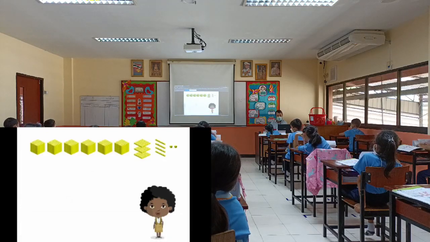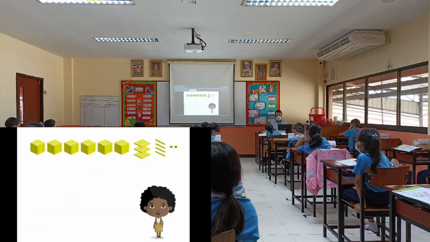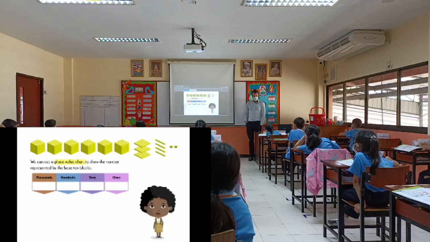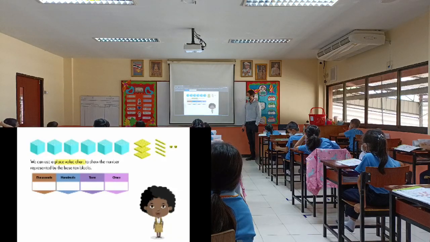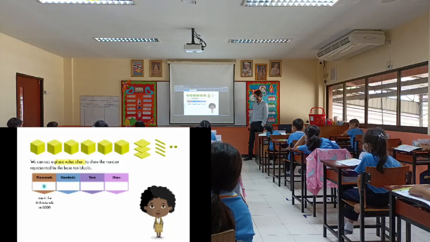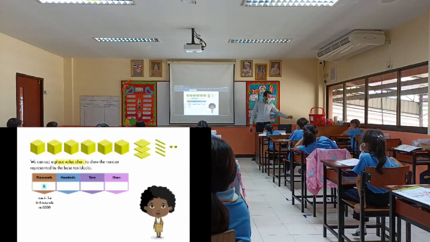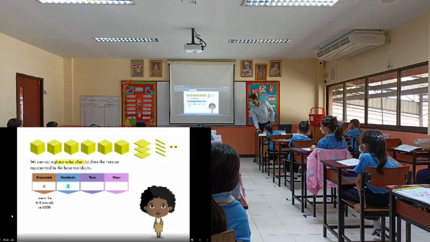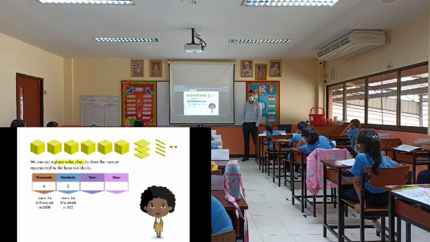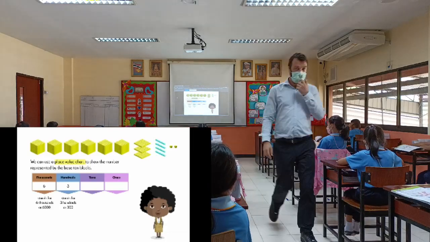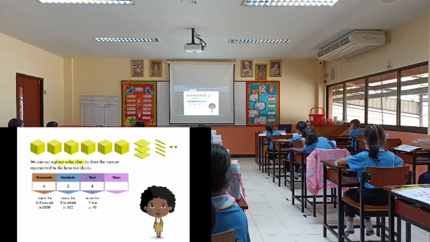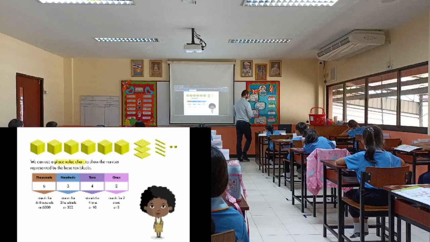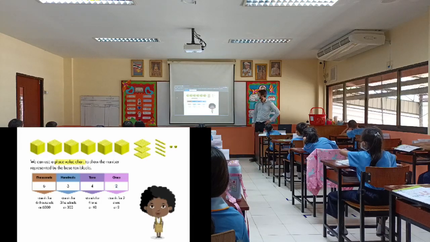10 blocks. They represent the number 6,342. We can use a place value chart to show the number represented by the base 10 blocks. There are 6,000 blocks, so we write 6 here. This shows that the digit 6 stands for 6,000s. There are 300 blocks, so we write 3 here. This shows that the digit 3 stands for 300s. There are 4 ten blocks. This shows that the digit 4 stands for 4 tens. There are 2 cubes. This shows that the digit 2 stands for 2 ones.